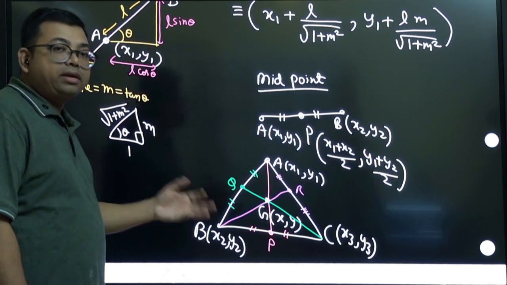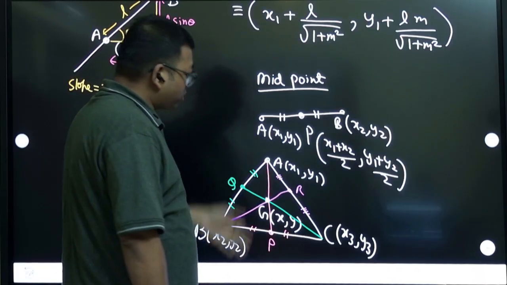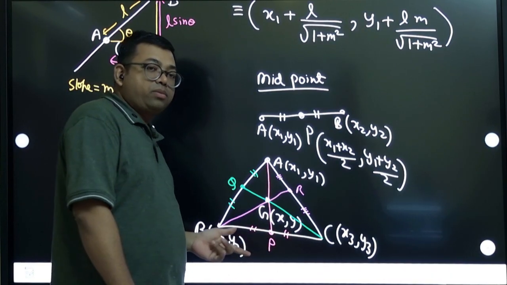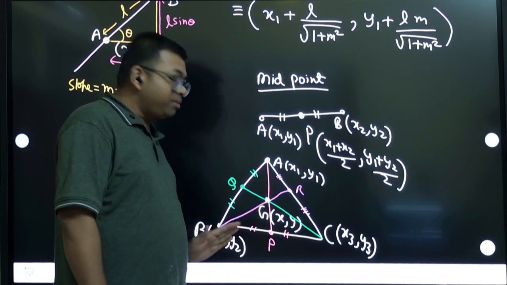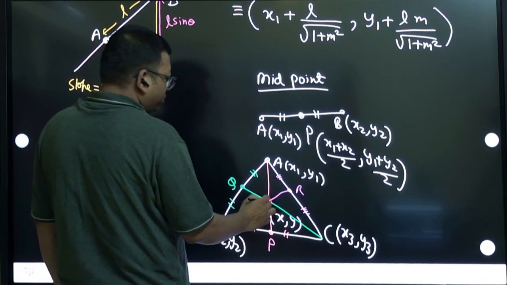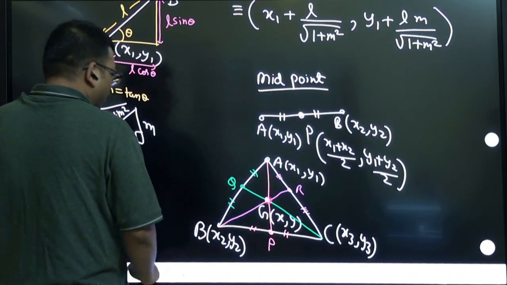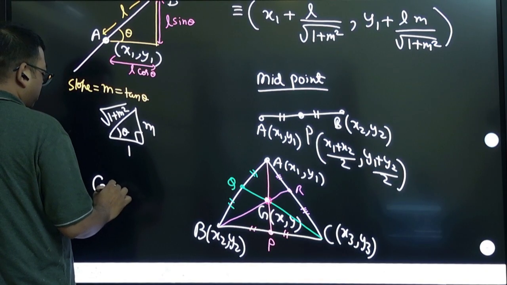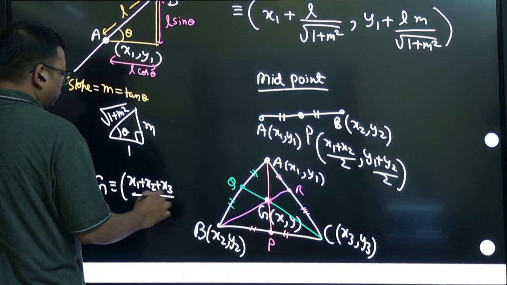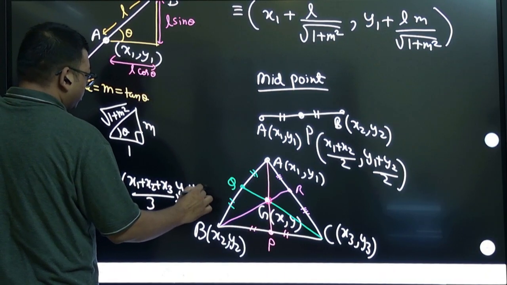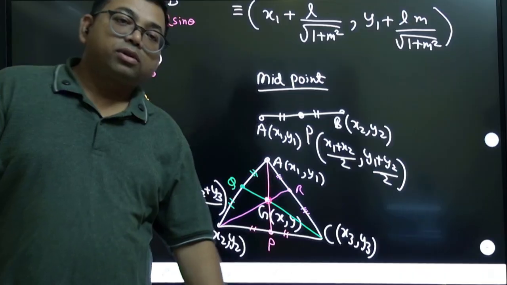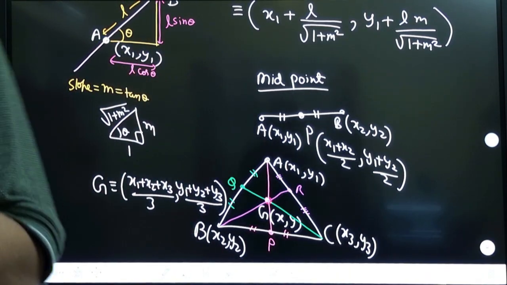In that case, these are called medians, right? Median is a line which bisects the opposite side. So wherever the medians intersect, that is called centroid. This point is called centroid, and the coordinate of the centroid can be calculated as x1 plus x2 plus x3 by 3, and the y coordinate is y1 plus y2 plus y3 by 3. So simple. Just take the average and you can calculate the coordinates of the centroid, right?